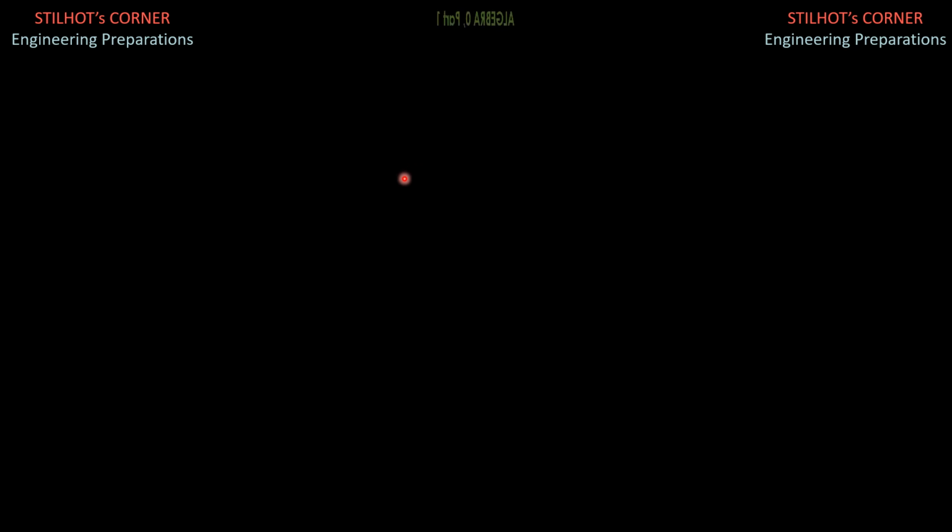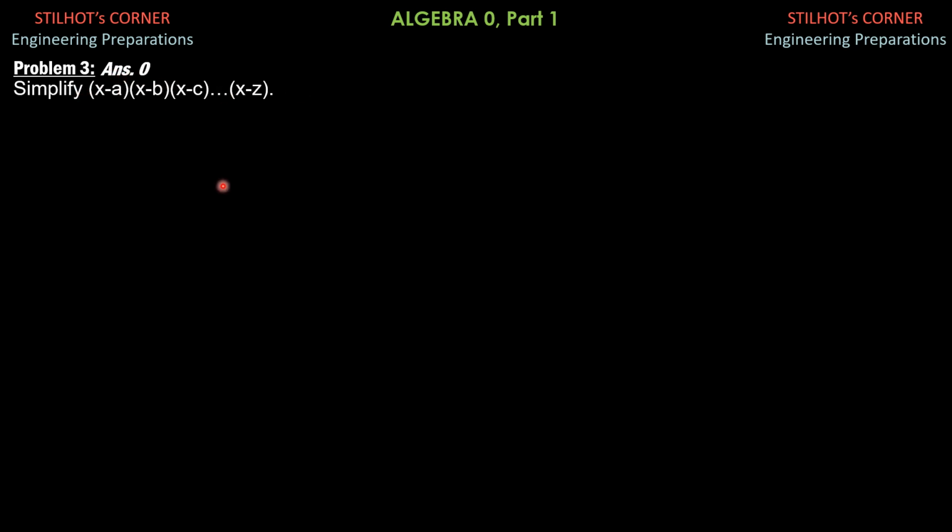So let's have the solutions to sample problems in Algebra 0. Simplify the quantity (x − a)(x − b)(x − c) ... (x − z). The answer to this problem is 0, because if you notice, there is a factor here which is x − x, and x − x is 0. So 0 times any value is 0. That's why the answer is 0.